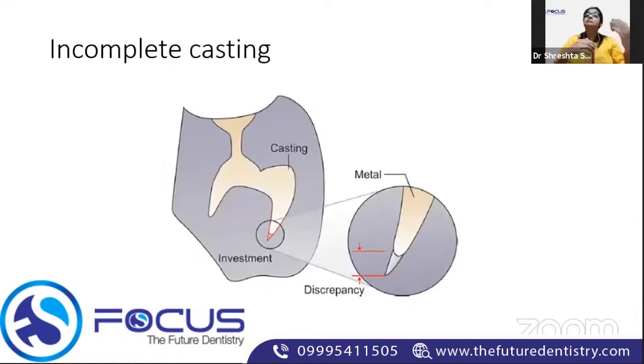Now coming to incomplete casting. Incomplete casting could be because the temperature of casting is not ideal, where your casting metal does not flow completely into the mold. Second, either your casting furnace temperature was not ideal, or there are some wax remnants lying there. So if this is where your investment is covering, your metal has flowed only till this area marked in red. So what happens? You have a shortage of the margin when your casting is completed.